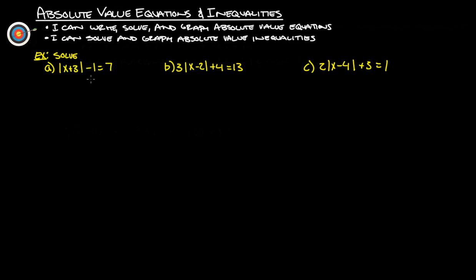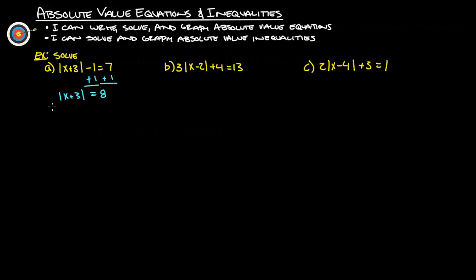So first thing we're going to do is get rid of this 1, so we add 1 to both sides. And we get the absolute value of x plus 3 equals 8. Okay, now, here's the thing. We know that the number inside the absolute value can either equal positive 8 or negative 8. If it equals negative 8, that absolute value will be 8. And if it equals positive 8, the absolute value will also be 8.